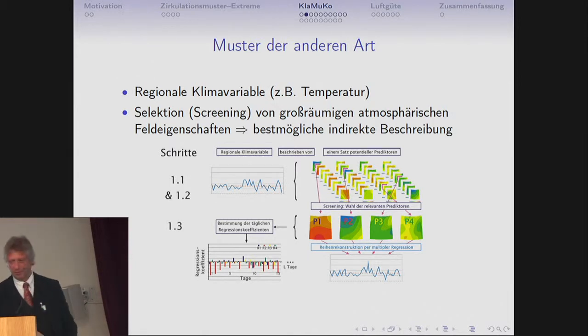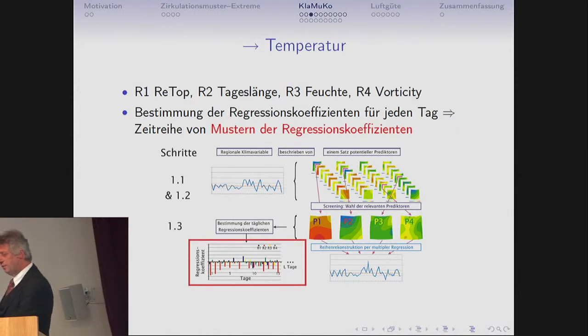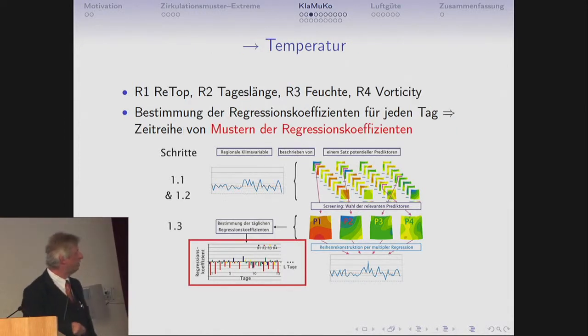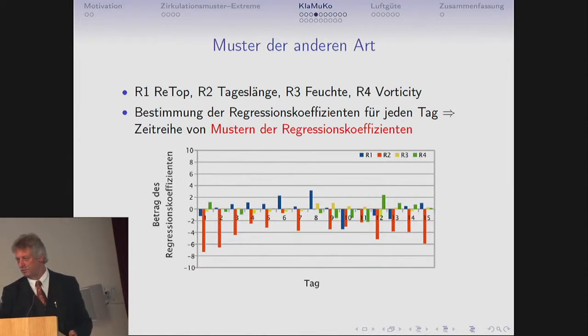For every day you can see the shares of these parameters. I made this a little bit bigger. On the first day, for example, we need a little bit of relative topography, a lot of the duration of the day, and a little bit of humidity. And so we have a time series of 15 days, and every day these four parameters, the influencing variables, have a different composition.